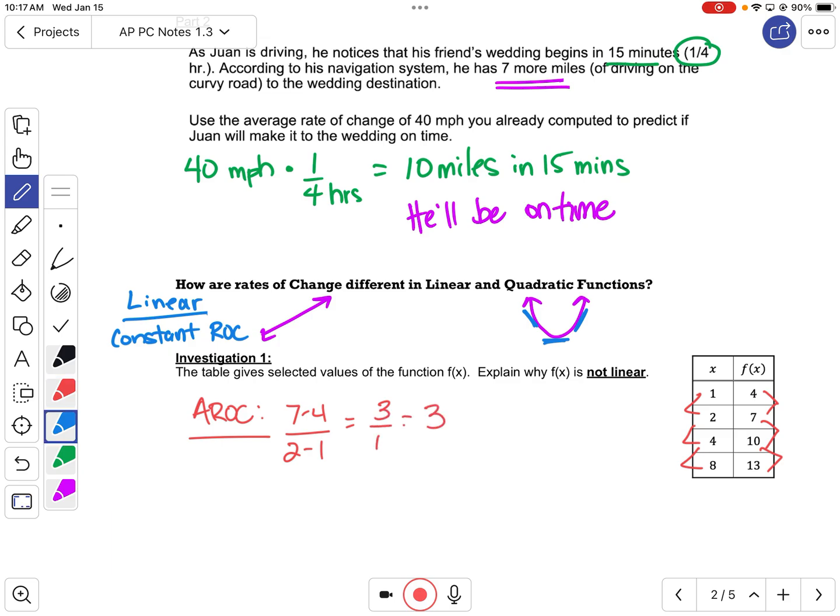Okay, so that's the first set. And then we'll do the second set. And our average rate of change is going to be 10 minus 7 over 4 minus 2. And I get 3 over 2, okay? We can stop there, but if we did it again, we would find that the rate of change is not the same, okay? So why is it not linear? The average rates of change are not constant.